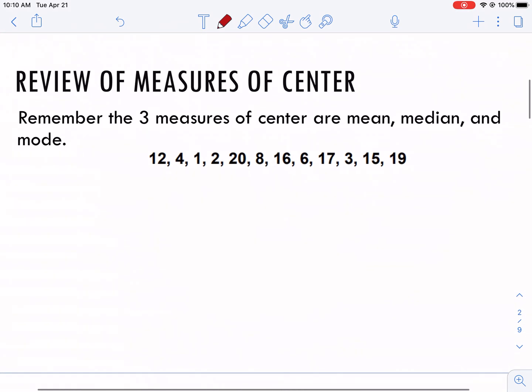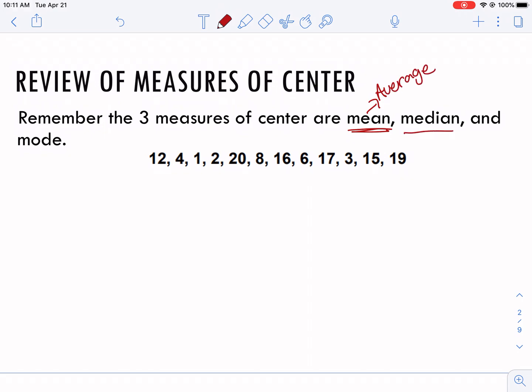So before we jump into new stuff, I want us to make sure we remember what mean, median, and mode are. So remember, the mean is the average, right? We add them all up and divide by how many are there. The median is the number in the middle. So in order to do that, we got to put the data from smallest to largest. And the mode is the number that occurs the most often.